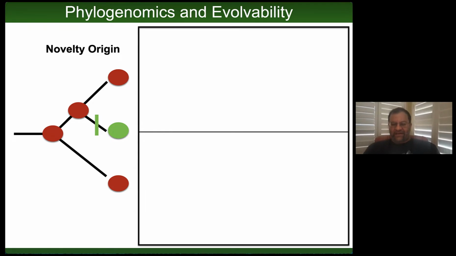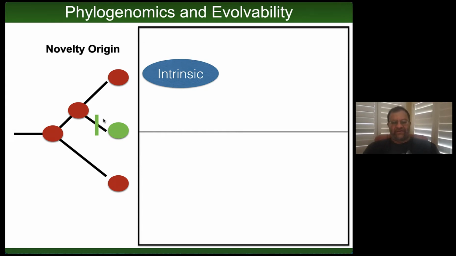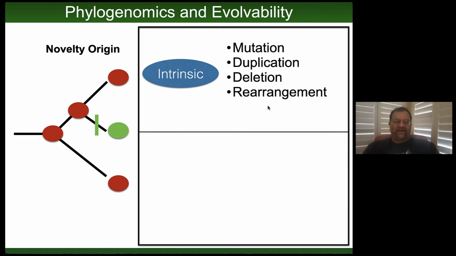And what I was interested in for many years was how organisms originated novelty from within their own organism, within their genome. That is what I refer to as intrinsic processes. Things like mutation and duplication and deletion and chromosome rearrangements and recombination. And I spent a lot of time working on the origin of novelty in the context of these particular processes.